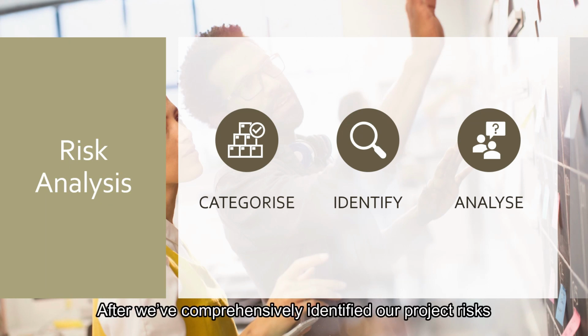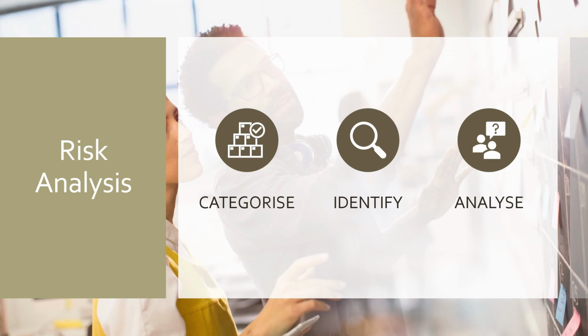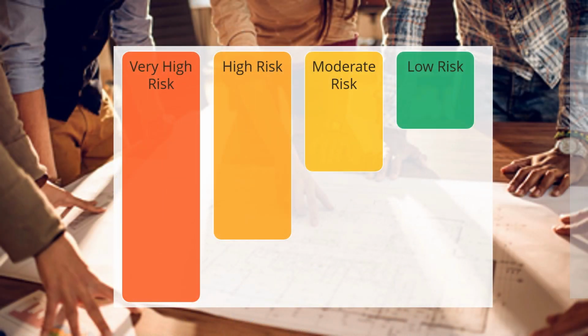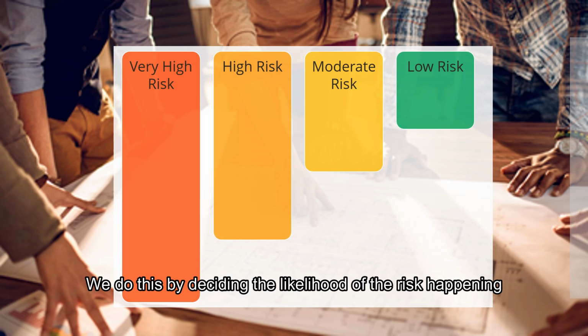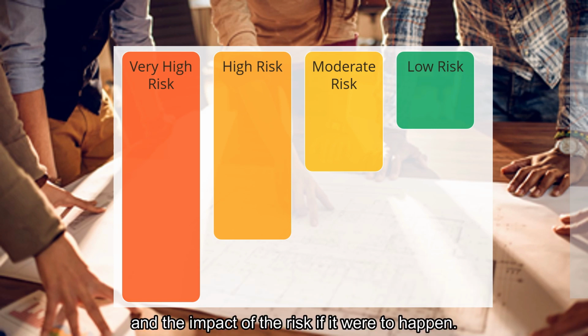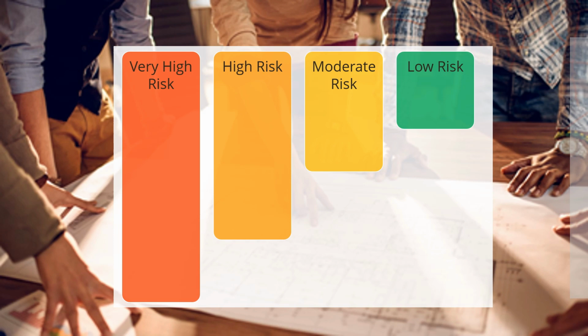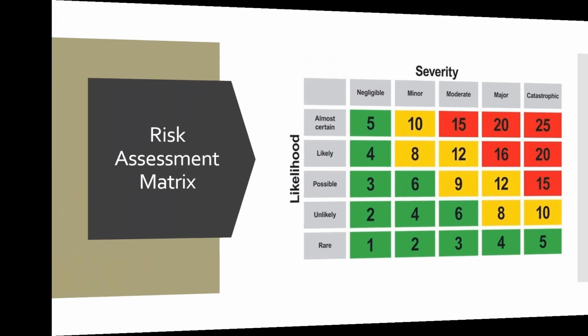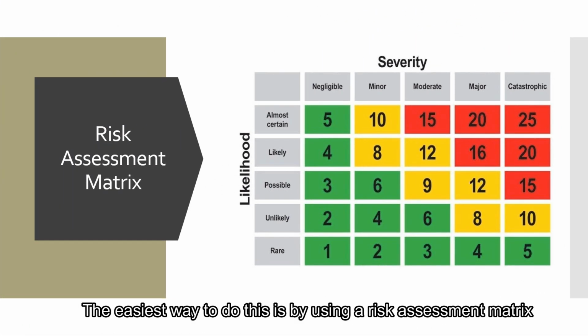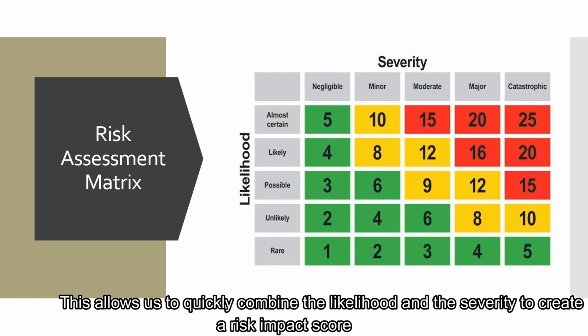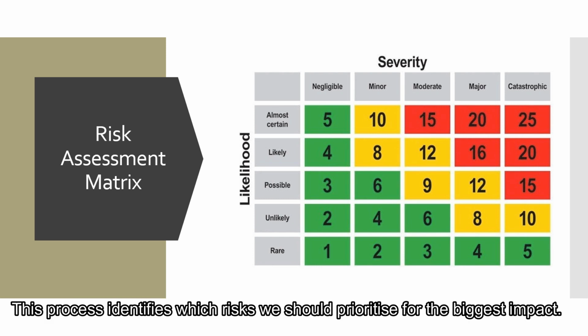After we've comprehensively identified our project risks, we need to analyze them. We do this by deciding the likelihood of the risk happening and the impact of the risk if it were to happen. The easiest way to do this is by using a risk assessment matrix. This allows us to quickly combine the likelihood and the severity to create a risk impact score. This process identifies which risks we should prioritize for the biggest impact.